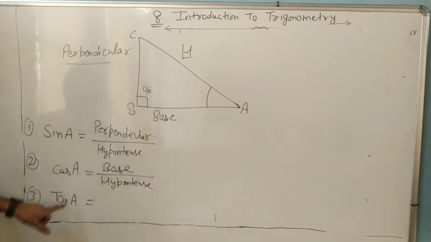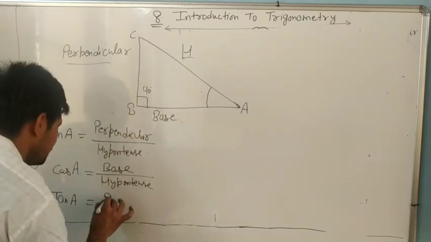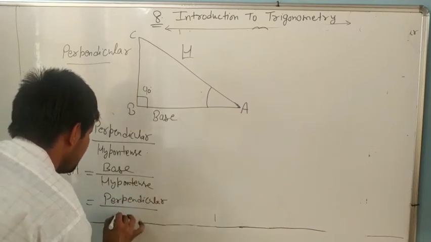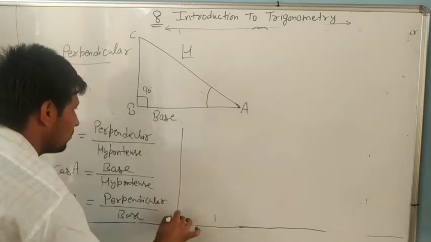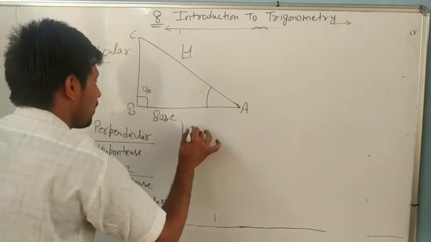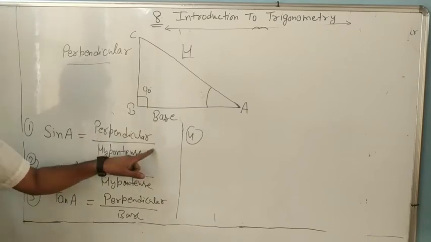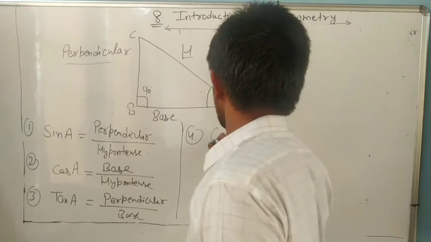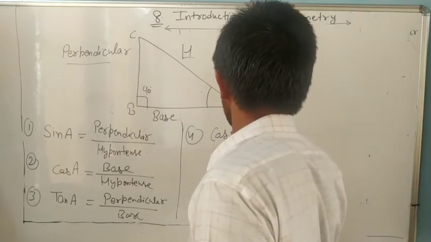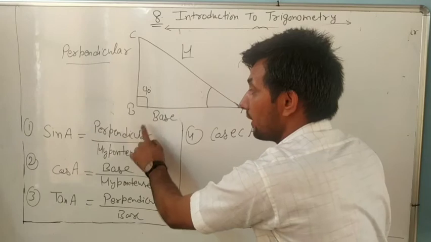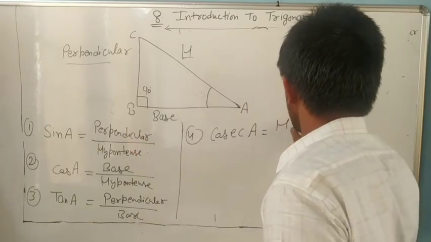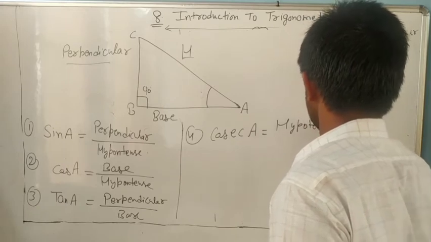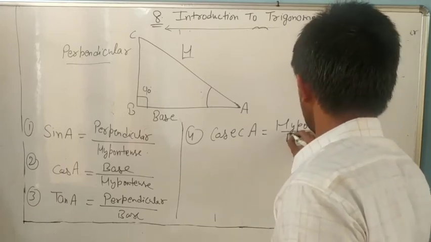What does tan mean? Perpendicular divided by base. Look at the fourth now. Opposite of sine. Always remember cosec is the opposite of sine, cosec of A. What is it? Hypotenuse divided by perpendicular.